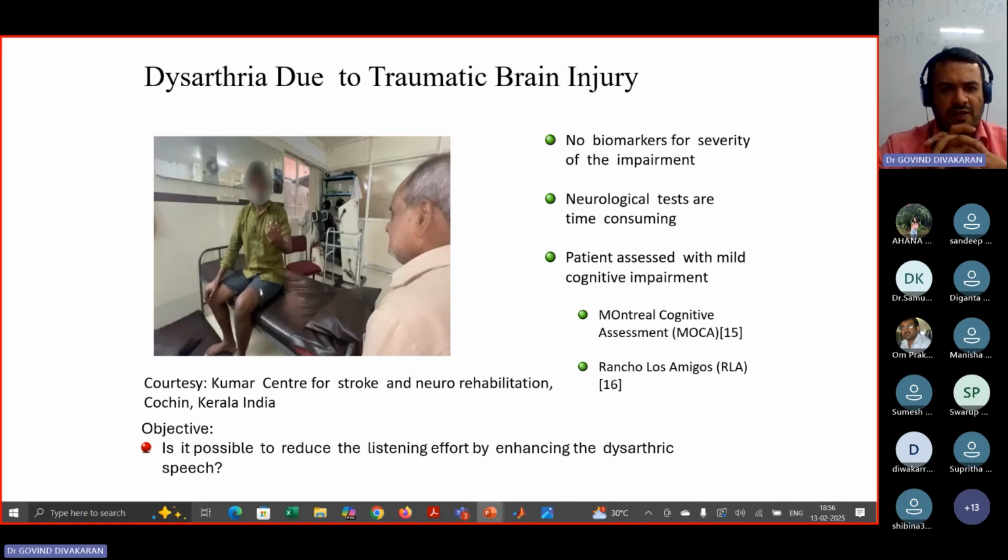As per the assessment by the neurologist, they did some cognitive assessment tests on him. These are the two cognitive assessment tests that he was subjected to, and based on these two tests, he was diagnosed with mild cognitive impairment. This is the speech quality, and when you listen to this you can get to know the type of voice quality he has. He was having a slurred speech quality. You can listen to this.